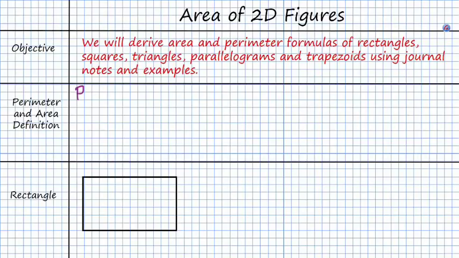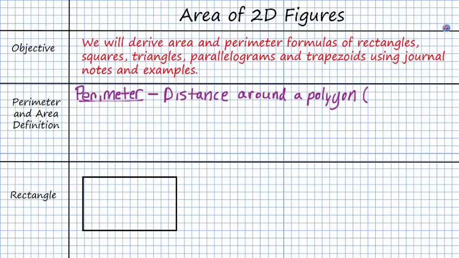So our definition of perimeter is that it is the distance around a polygon. And a polygon is just a fancy word for a shape that is made up of straight sides. So it's going to be a shape with straight sides. And so perimeter only applies to those types of figures.